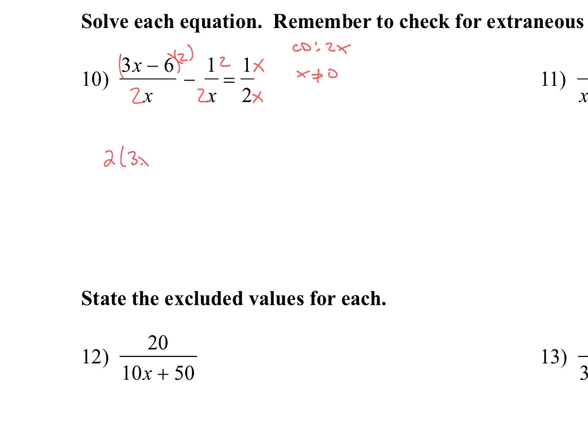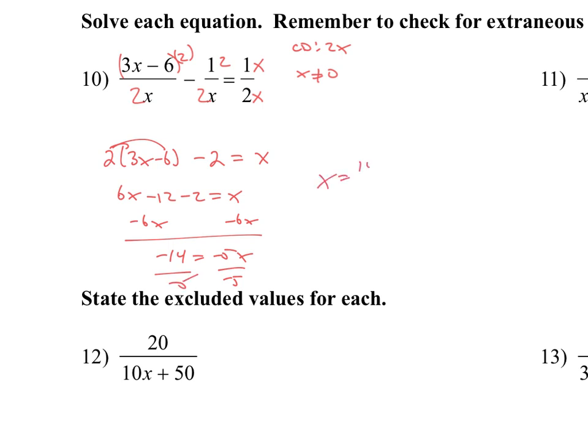So 2 times 3x minus 6 minus 1 times 2 is 2 equals 1 times x, which is x. And let's solve. So 6x minus 12 minus 2 equals x. So minus 6x, minus 6x. So negative 14 equals negative 5x.